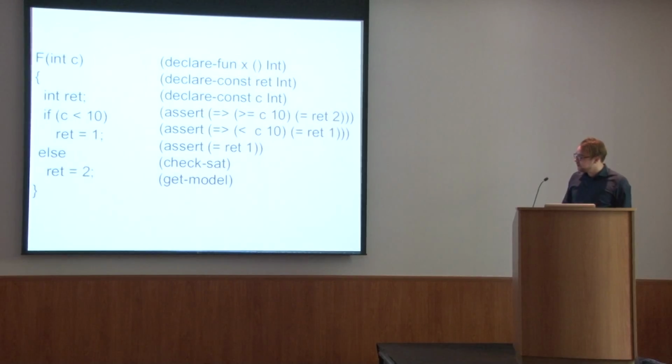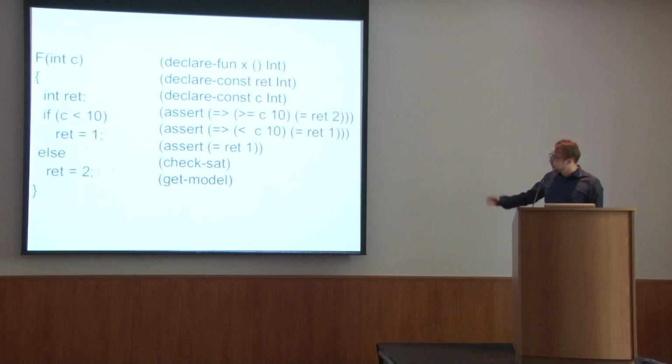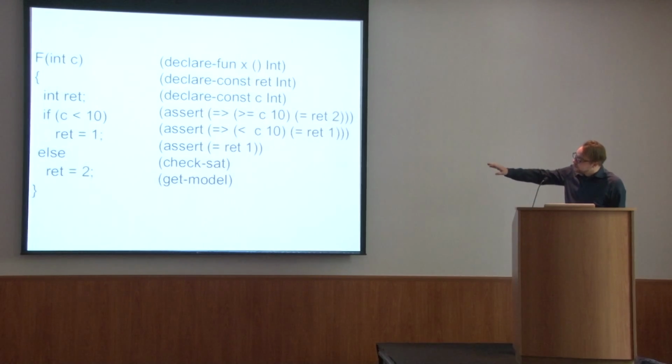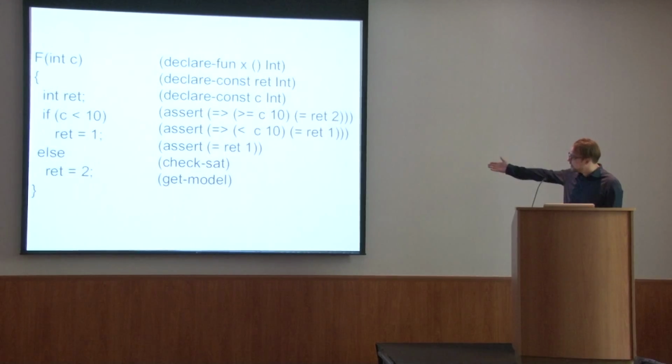There is a very nice online site where you can try Z3 for yourself, and I may have enough time to go there. A super small and super stupid example is the following. You have a C program on the left that just does nothing: if C is smaller than 10, ret equals 1, otherwise ret equals 2. The way it's going to be translated into an SMT formula is by doing the following encoding.